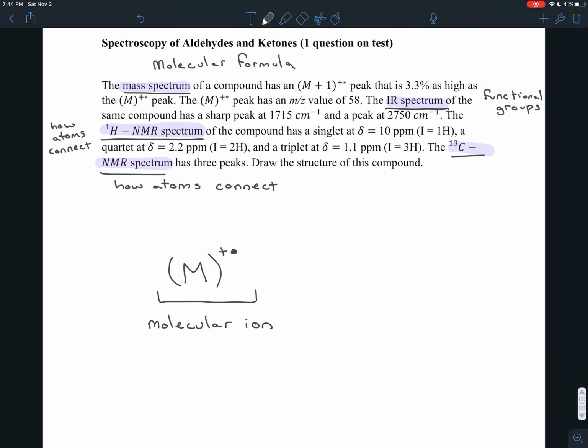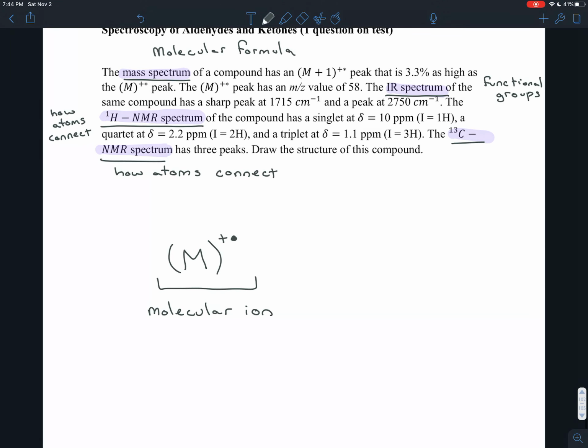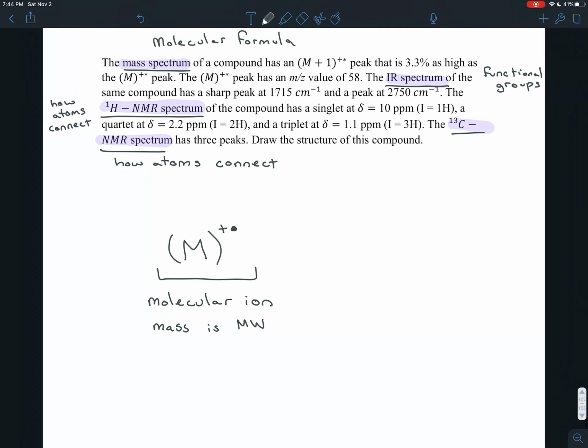The molecular ion is the same molecule as in your sample. It hasn't broken or fragmented or crumbled apart. Same molecule as in your sample, it's just missing one electron. And so the mass of the molecular ion is the molecular mass, or the molar mass. Now remember, these are going to be given to you in M to Z ratios, that's mass to charge ratios.